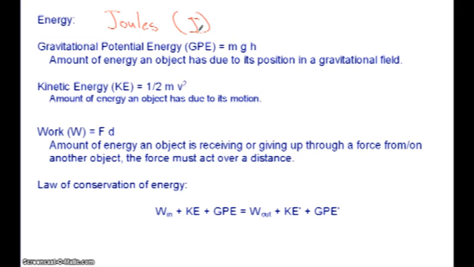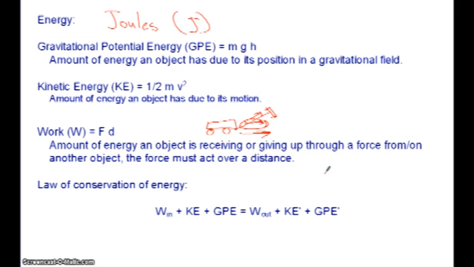Work is a way of going from one form of energy to another form of energy, and that's equal to the force times the distance moved. It should be noted that only the force that's in the direction of motion is doing that. So if, for example, you're pulling a wagon with a force at an angle this way, and the wagon's going to move to the right, only the component of the force that goes to the right will be used in determining the amount of work done. So the force has to act over a distance.